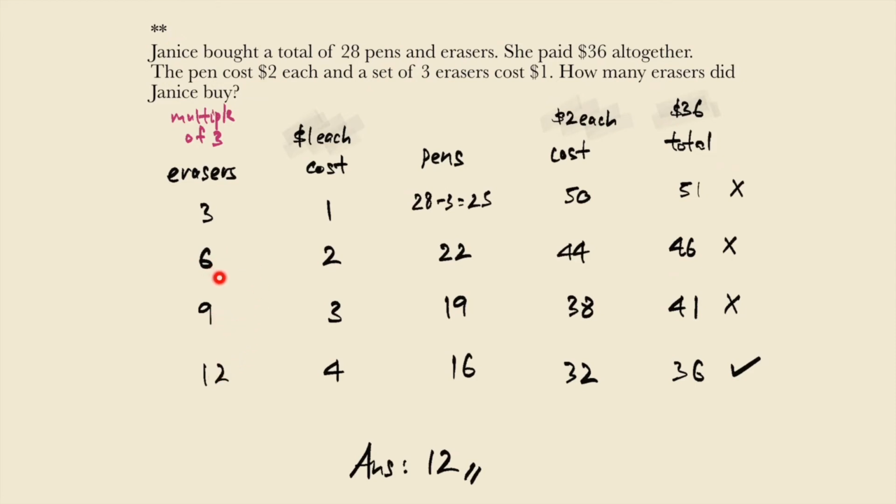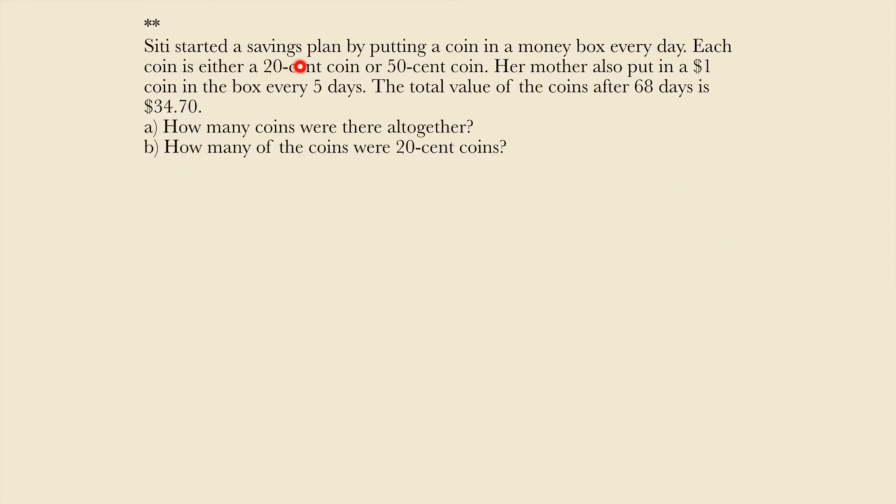So go on then from 3 to 6 to 9 to 12. 6 erasers, 2 groups of 3, that means $2 of value. Okay, with 6 erasers, 28 minus 6, that would be 22 pens, each costing $2, that will be $44, add them up. So as you get closer and closer to 36 and eventually you get there, then how many erasers were bought? That would be 12.